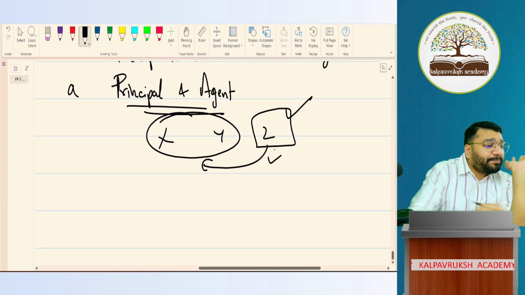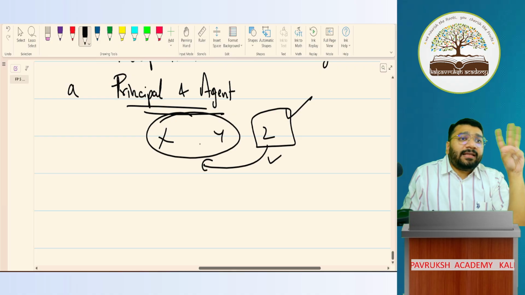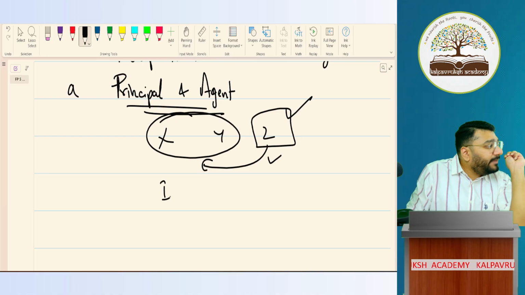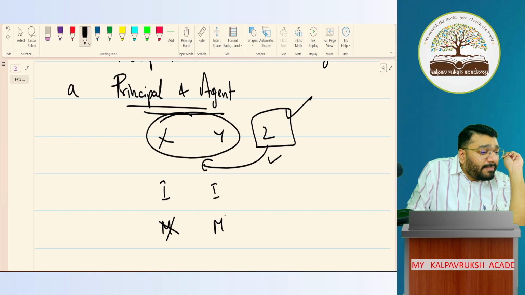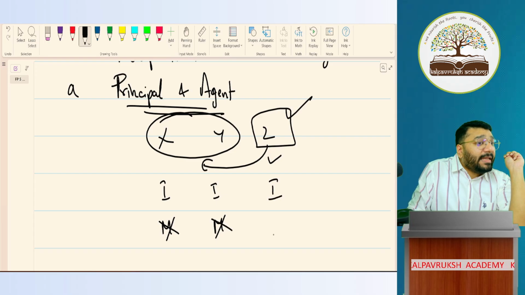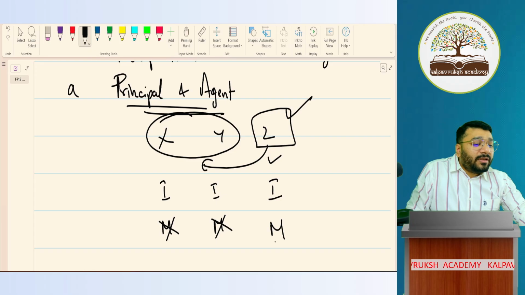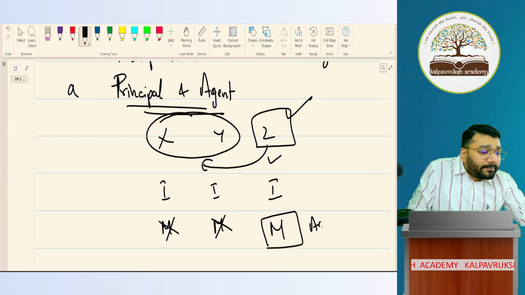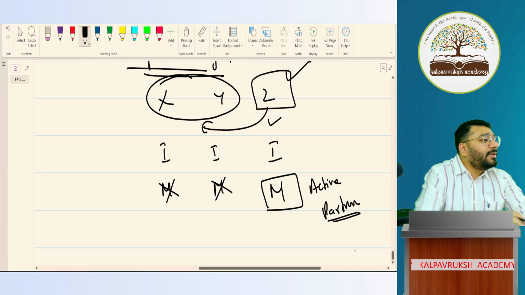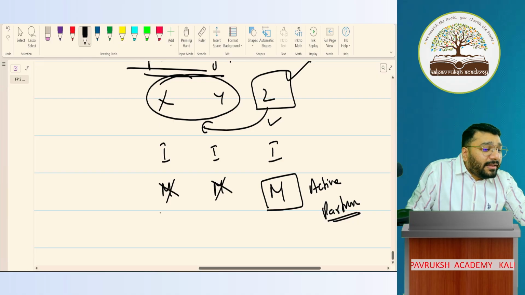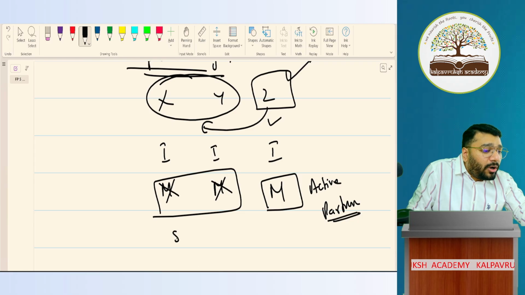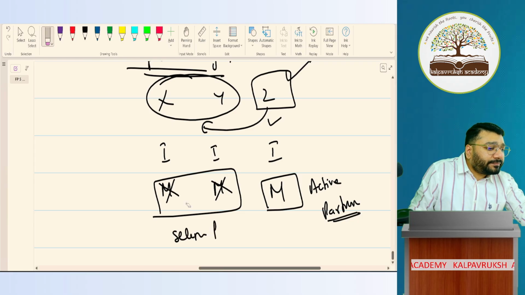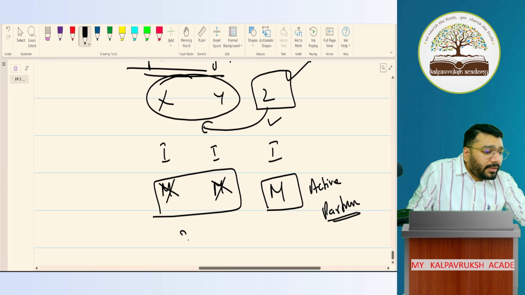One more concept is that sometimes it so happens that X, Y, Z are three partners. X will invest money, but not manage the business. Y will invest money, but will not manage the business. Z will invest the money and manage the business. The person who is managing the business is called an active partner. Have you come across this term somewhere? Business studies. Very good. And the other two partners who do not do business are called sleeping partners.